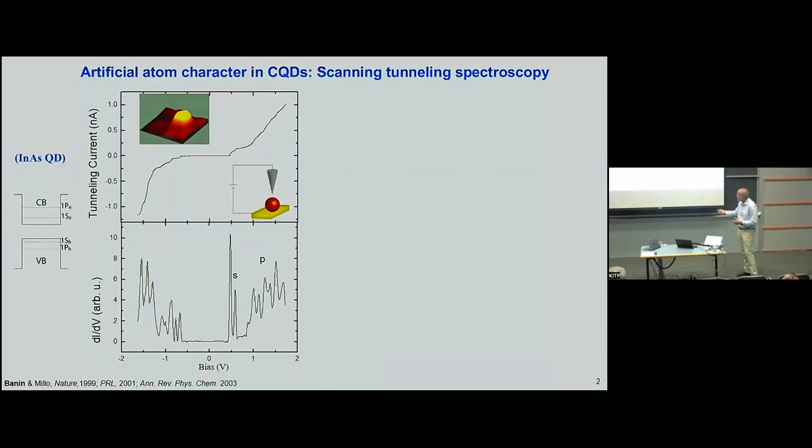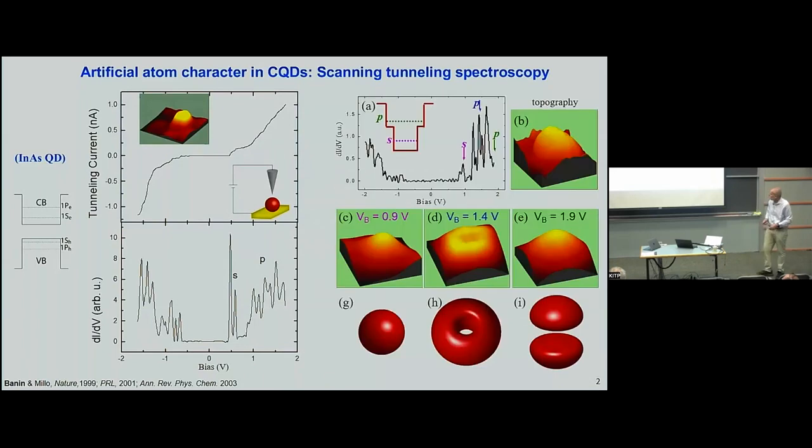So you have twofold degeneracy of the S-like state borne out by this charging effect, two electron tunneling through the S-like state, and then there's a larger separation until you hit the P-like state, which is six-fold degenerate. That's because of the spherical symmetry. The narrow gap of indium arsenide was actually critical to be able to do these kind of measurements, and you can even image the wave functions.